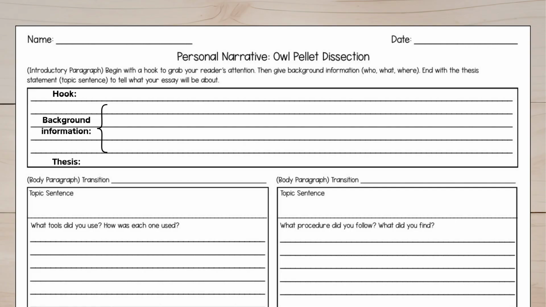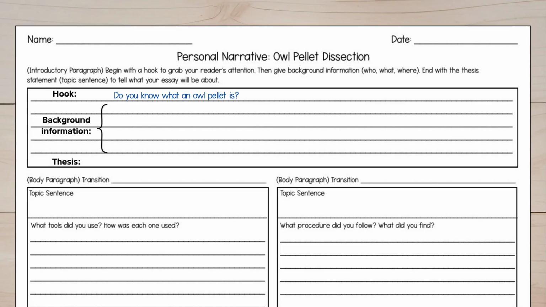Your first paragraph is your introduction. This is where you grab your reader's attention. Start with a hook. It could be, have you ever wondered what an owl eats? Guess what I found inside an owl pellet? At first, I felt nervous when I saw the owl pellet. Write your hook while I write mine.